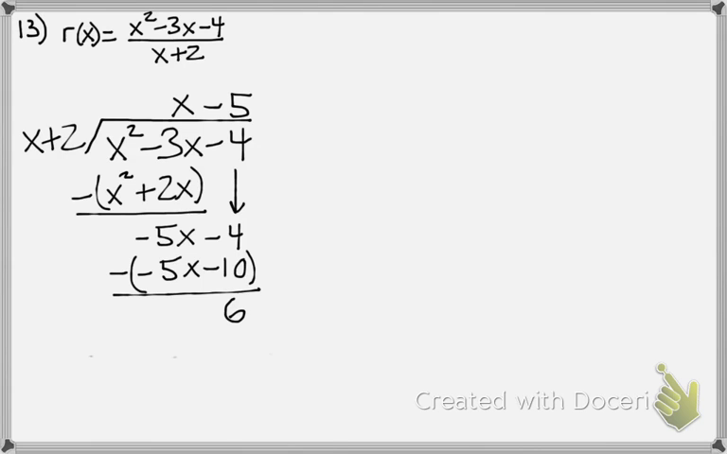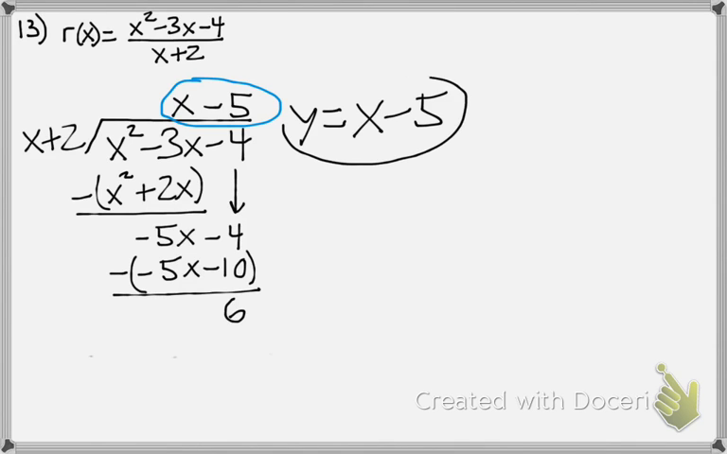Now something very interesting about this process is we actually only care about this part here. We actually only care about the x minus 5. So my equation for the diagonal asymptote is going to be x minus 5, or y is equal to x minus 5. The 6 I actually do not care about. I don't care about the remainder. So there's not many things in math where we just don't care, but this is one of those cases. So only look at the answer from the long division, and that's really all we care about.